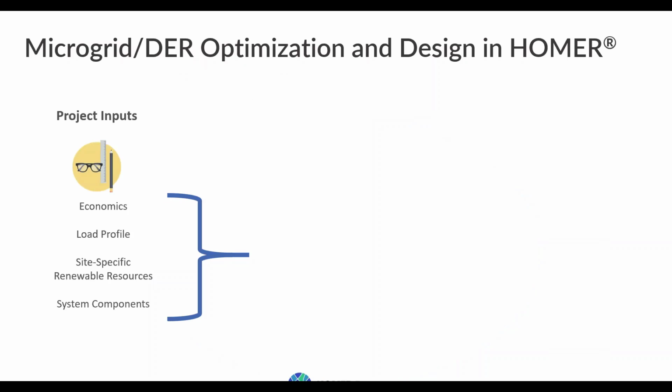So using HOMER to design and optimize your microgrid or distributed hybrid energy system has 3 main steps. First, you provide information on the economics, such as interest rate, with your energy demand profiles, location, which tells us the renewable resources, solar radiation, and wind speed, and then the types of equipment that you wish to consider, shown here as the system components. So you hear us talk about components a lot.